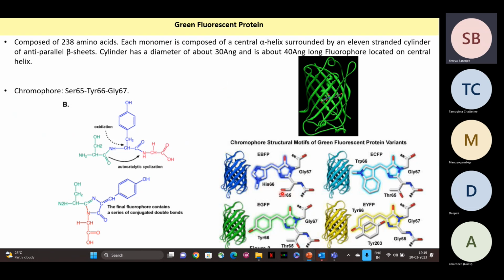Again, you can replace tyrosine by a histidine, and that will give dark blue colored fluorescence. Similarly, there are other mutations which can cause different colors of fluorescence.